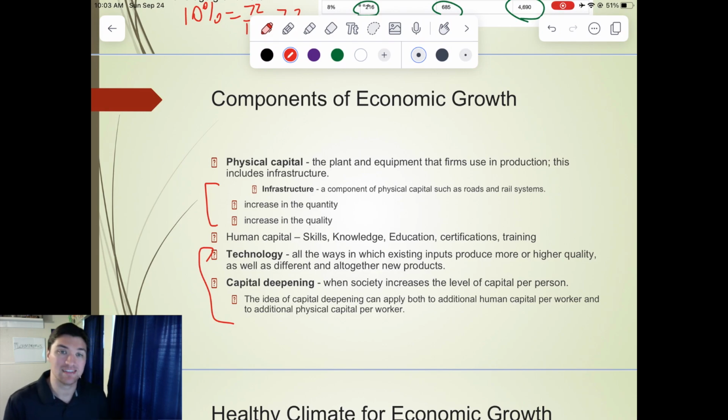And there's a little thing called capital deepening. So basically, that's when a society increases the level of capital per person. So basically, what we're doing here is you're having a person, and you're adding their experience and their education, right? You're deepening that human capital, and you're able to increase the physical capital as well. So basically, now you can work on different machines. All right. So capital deepening. The idea of capital deepening can also apply both to additional human capital per worker and physical capital per worker. So like for you getting your master's or your PhD, capital deepening. Okay. If you're able to work on different machines, capital deepening.